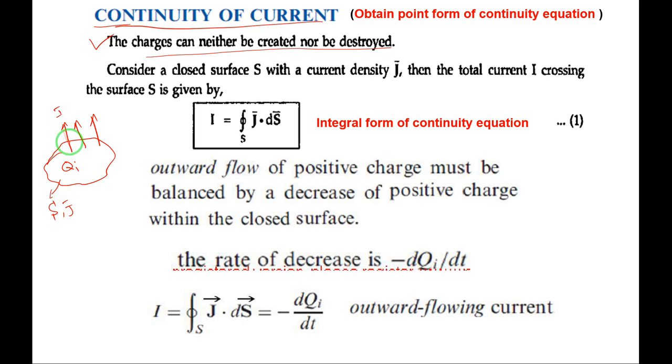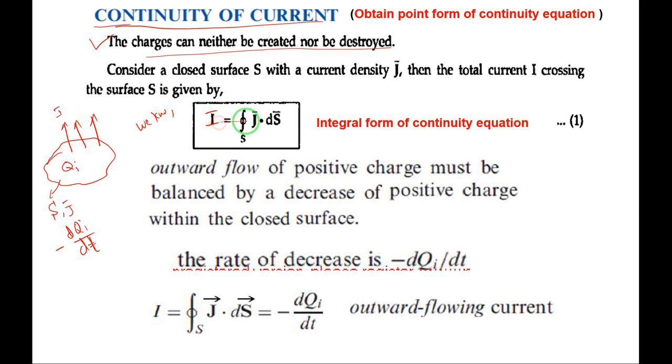The flow of charges constitutes current, but what will happen within the volume? There is a rate of decrease of positive charges within this closed surface or volume. So that is indicated by minus dQi by dt. dQ by dt means current, the rate of flow of charges. Why this negative sign? It means there is a decrease of positive charges within the closed surface or volume. This minus sign is for that purpose.